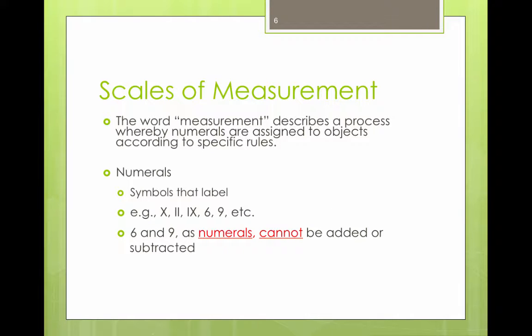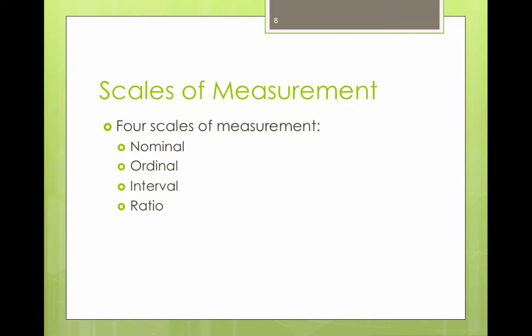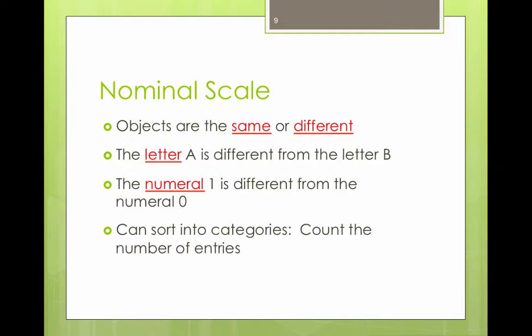Now, scales of measurement. The word measurement describes a process whereby numerals are assigned to objects according to specific rules. Numerals are symbols that act as labels, for example, Roman numerals. A numeral cannot be added or subtracted. A number is a symbol with a fixed relationship to other symbols. Numbers can be added and subtracted. There are 4 scales of measurement: a nominal scale, an ordinal scale, interval, and ratio. Each scale of measurement becomes more and more powerful.